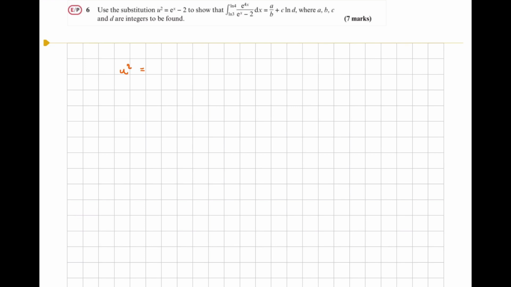So the first thing I'm going to do is write down the substitution I'm given and differentiate it, because I want to know what the substitution is for the dx. That's implicit differentiation on the left hand side there, 2u du by dx. On the right hand side, e to the x, the 2 disappears. If I multiply out by the dx, I've got 2u du is equal to e to the x dx. I also want to see what e to the x is equal to in terms of u, so u squared plus 2.